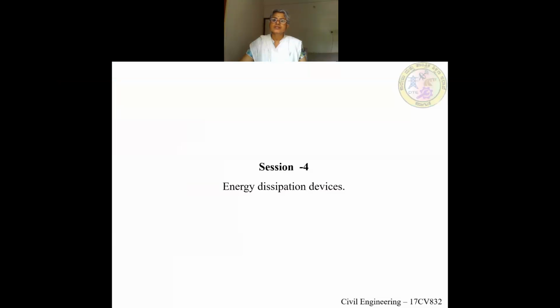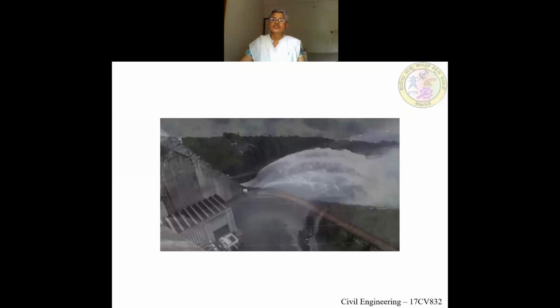So, energy dissipation devices. You can see here, this is the water which is flowing from the upstream side to the downstream side through the spillway, and you can see a jump has been created like this. This jump will dissipate the energy. This is done by providing energy dissipators. A hydraulic jump is created to reduce the energy of the flowing water from the upstream side to the downstream side.